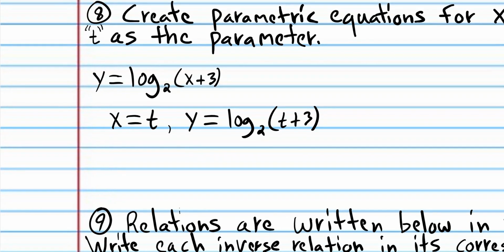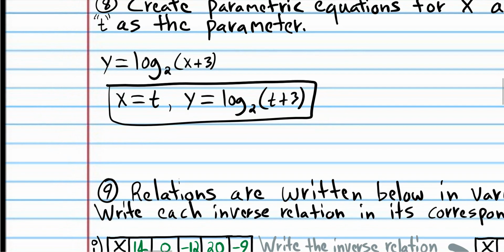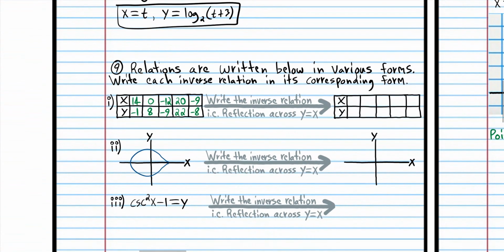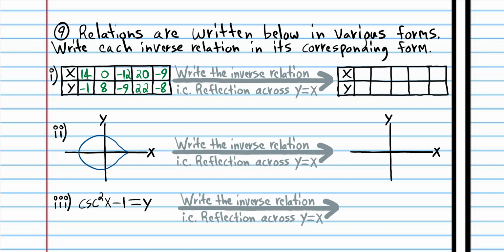Now, t cannot be any value that is -3 or less than -3 in this situation. But we don't really need to write that. We can just assume that that's implied. I'm not going to make you write that. So that's the easiest way to do it. That's not the only way to do it. You could let y equal t, but then x would equal 2 to the t minus 3. You'd have to solve for x, so that would require more math. Go ahead and try number 9.